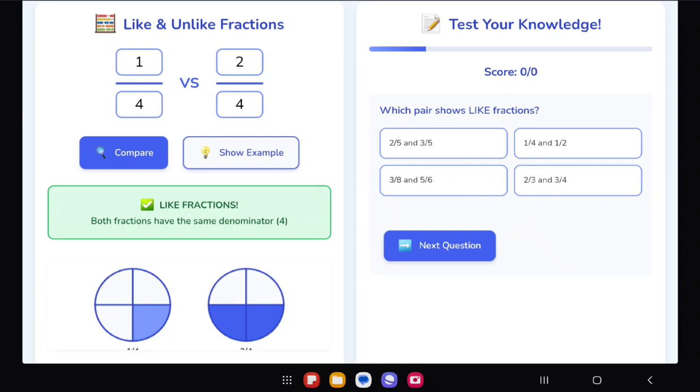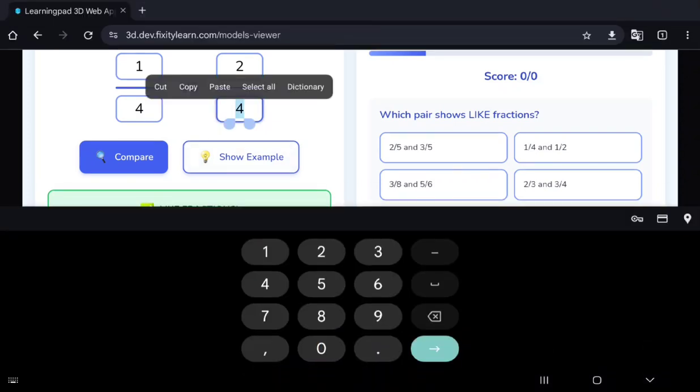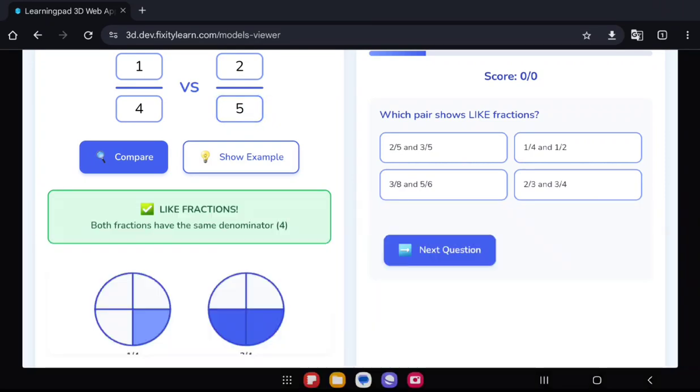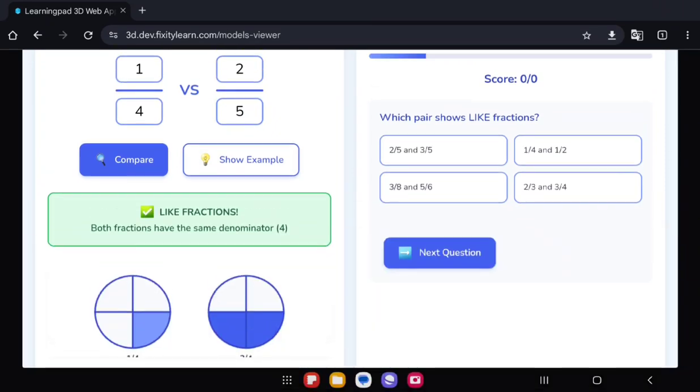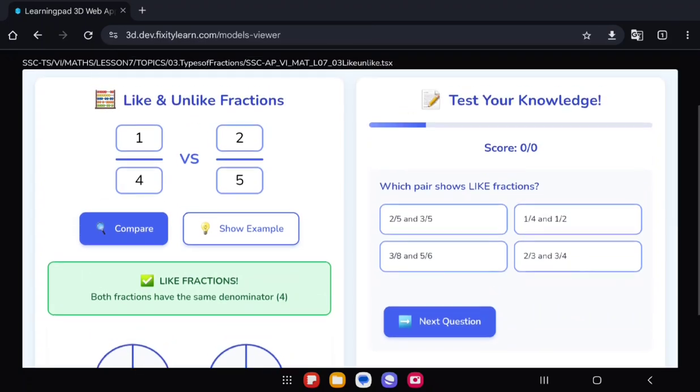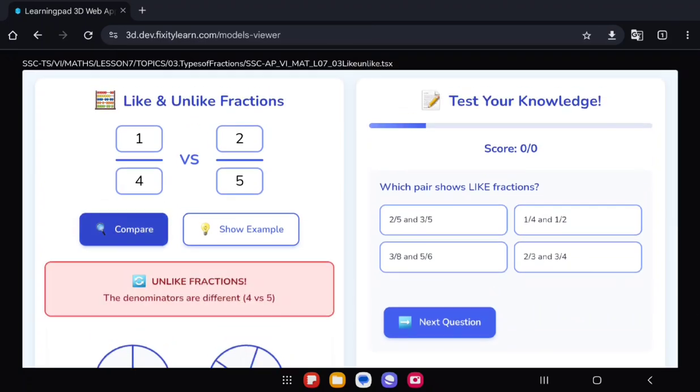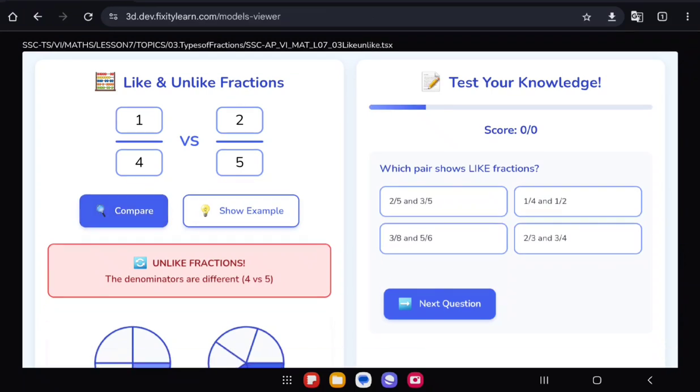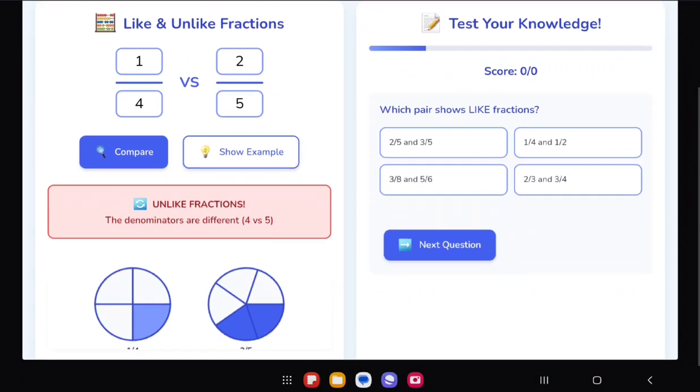Now, let us put in some numbers on our own. Instead of 4 here, if I make this 5, let us check. Let us compare now. When we click the compare button, you can see here they are unlike fractions. The denominators are different. They are clearly different. You can see here 4 versus 5. The first one has 4 as the denominator, the second one has 5 as the denominator.